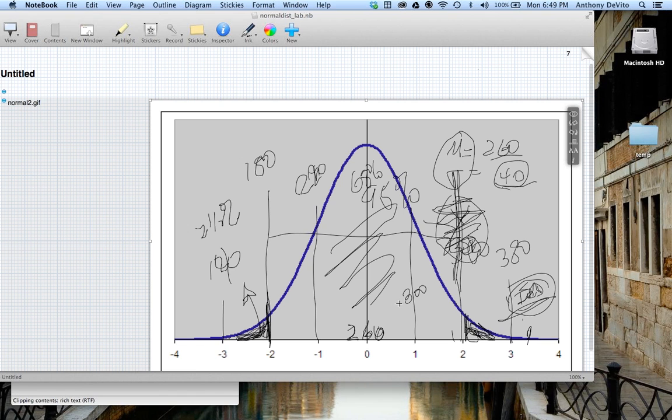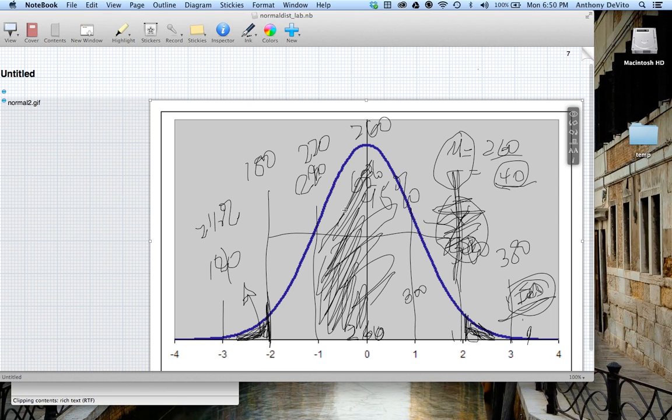What's the probability that someone would be hitting between 260 and 220? What's the probability that they'd be hitting between two, 34? Yeah, 34%, right? Okay, and so on and so forth.